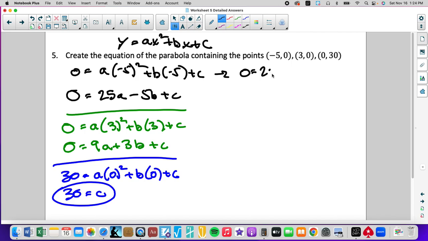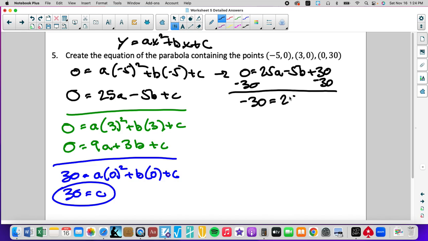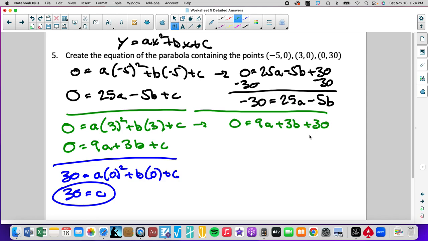0 equals 25a minus 5b plus 30. So we're going to subtract 30 from both sides, and we get -30 equals 25a minus 5b. Let's do that for the next one. So we're going to plug in. We have 0 equals 9a plus 3b plus 30. Let's subtract 30 from both sides. -30 equals 9a plus 3b.